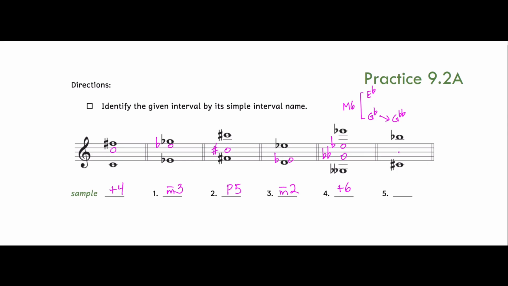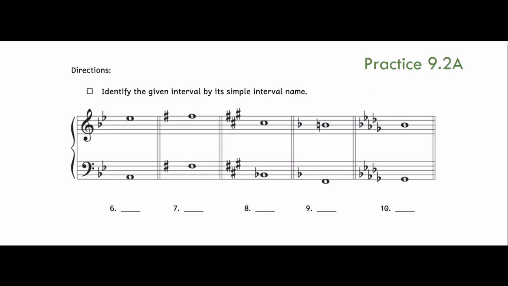Okay, number 5, I can move this B flat down here. This is a seventh. Now the key of C sharp major has all sharps. So C sharp to B sharp is a major seventh. If I lower B sharp to B, that's a minor seventh. And if I lower it one more time to B flat, that is a diminished seventh. Remember, whenever you have both a sharp and a flat for an interval, it's going to be either augmented or diminished. Now go ahead and do the second row, pause the video, and press play when you're ready.